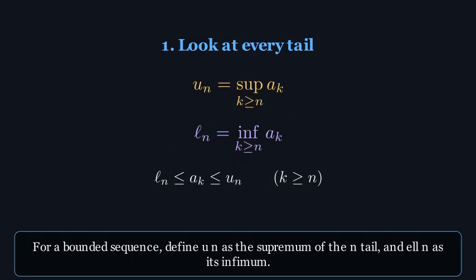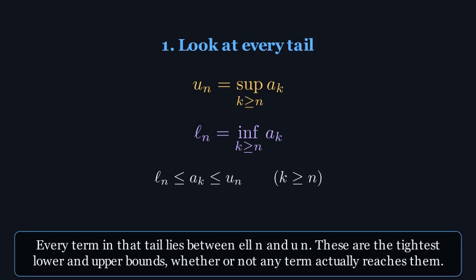For a bounded sequence, define un as the supremum of the n-tail, and ln as its infimum. Every term in that tail lies between ln and un. These are the tightest lower and upper bounds, whether or not any term actually reaches them.